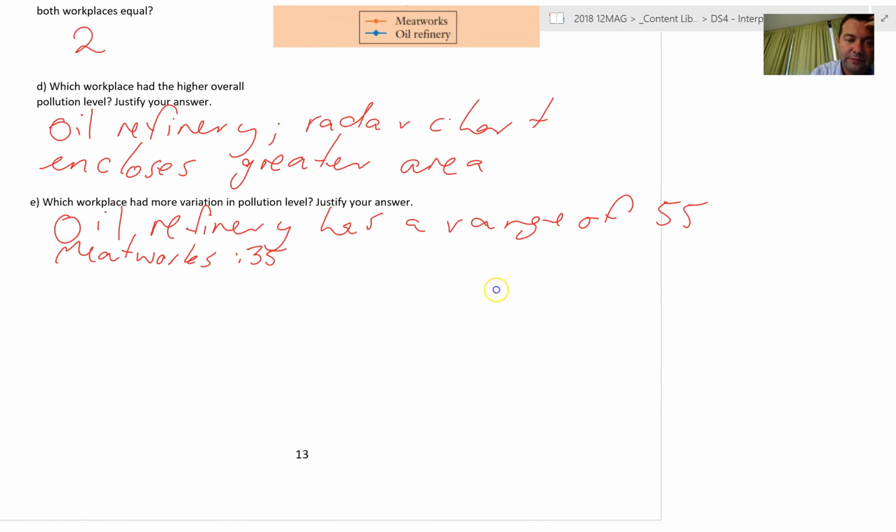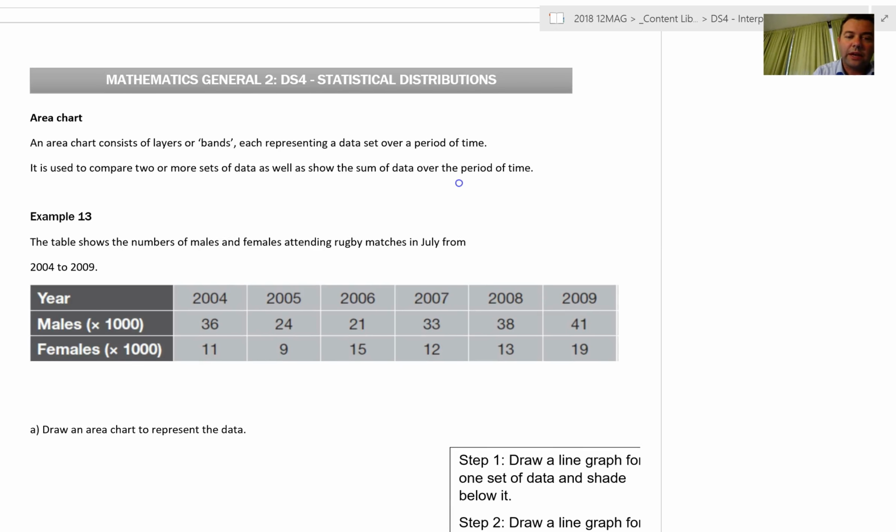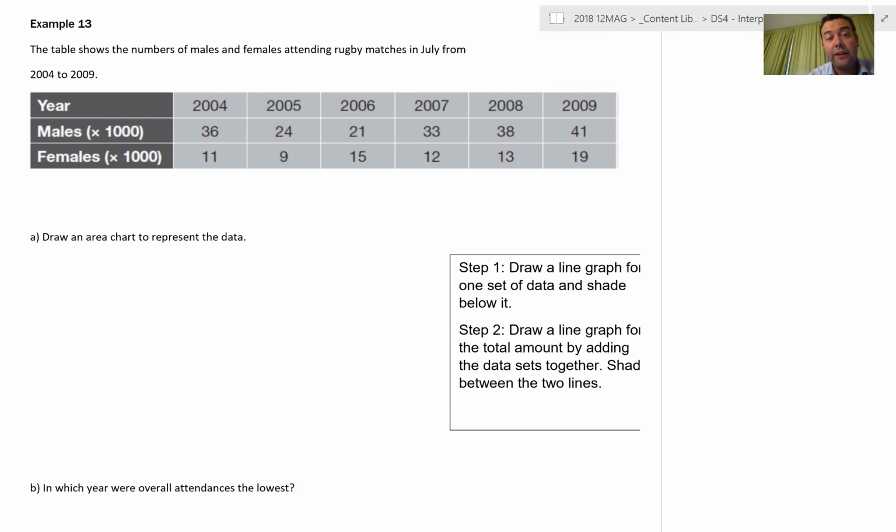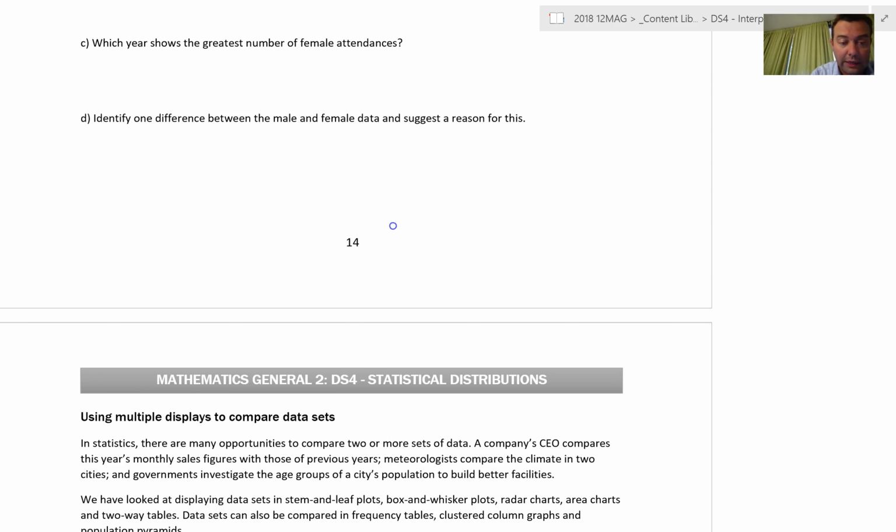Is that okay? Righto. Now, area charts we'll have a look at in class. We've got to be a bit careful. They deserve a bit of attention because they're always poorly answered when they're asked.